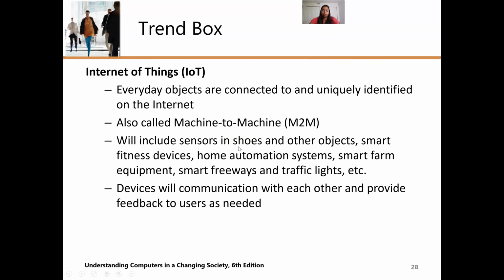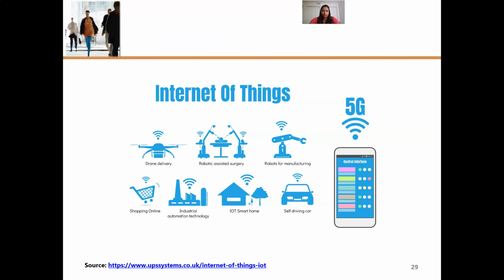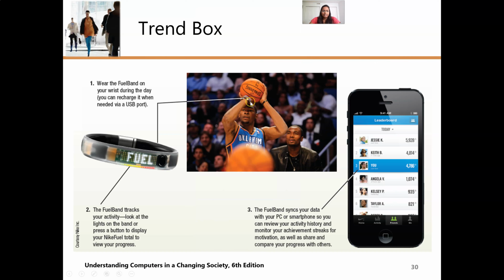They have sensors in the shoes, the Fitbits, smartwatches, smart homes, etc. So here we will be seeing just a very small example of what IoT consists of. The list is huge. Robotic-assisted surgery is pretty popular these days. We have self-driving cars, smartphones, online shopping, etc. These all would come under the Internet of Things umbrella. So here you can see that this is a Fuel smart band, and that is synchronized to your app.